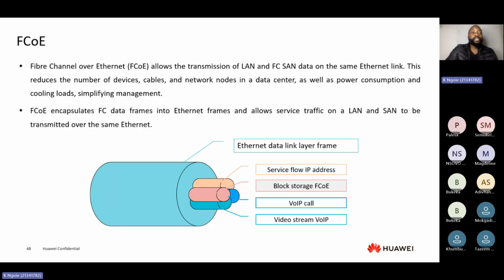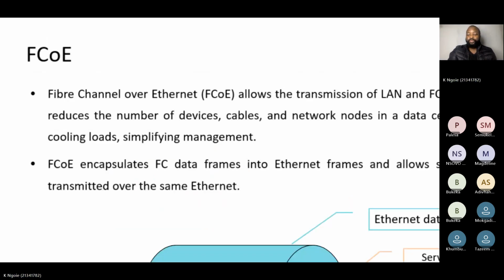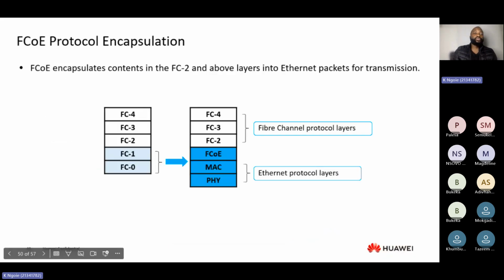Okay, so there are many layers when it comes to Fibre Channel. These Fibre Channel layers go from 0 to 4 here. Each layer will have its own purpose. You have the Ethernet protocol layers, and then you have your Fibre Channel layers.